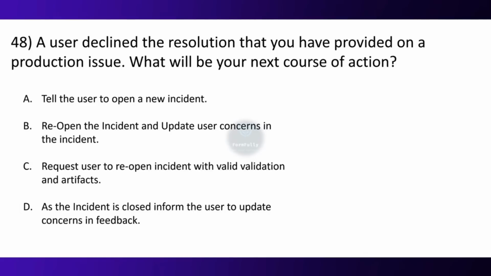Question 48. A user declined the resolution that you have provided on a production issue. What will be your next course of action? Option A. Tell the user to open a new incident. Option B. Reopen the incident and update user concerns in the incident. Option C. Request user to reopen incident with valid validation and artifacts. Option D. As the incident is closed, inform the user to update concern in feedback. And the correct option is B.